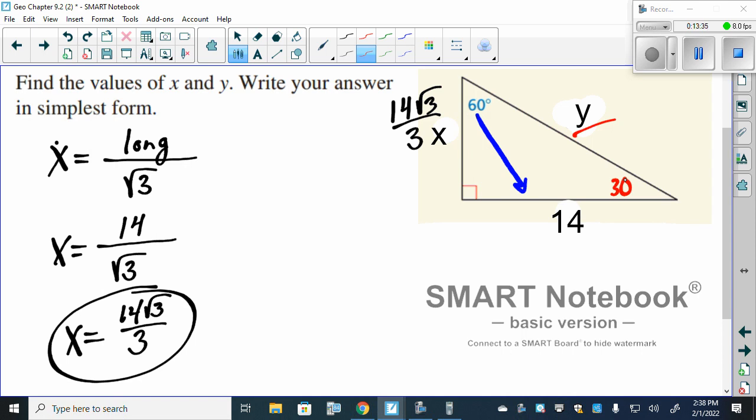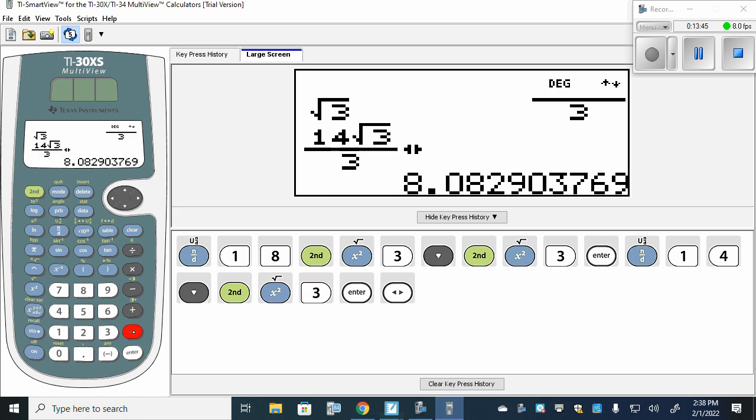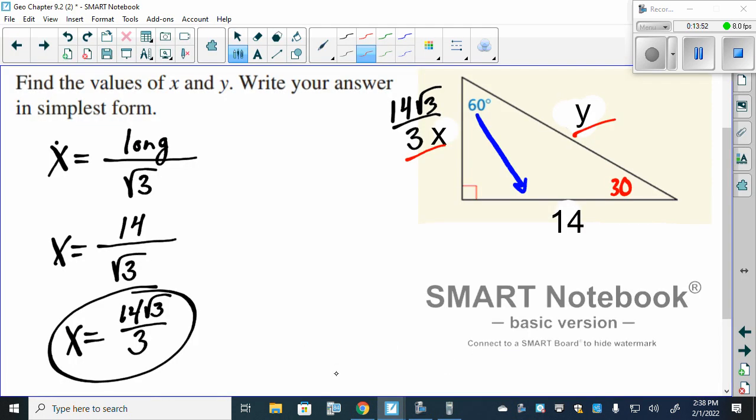But the amounts, if we were to figure this out, 14 square root of 3 over 3 is a decimal, and we can do that. So here, I can hit this here, and it tells me that it's 8.0829, and it continues on. But 8.08, if we look at this here, is less than 14. It should be the smallest amount, because the side opposite 30 will always be the smallest, and the side opposite 90 will be the biggest.